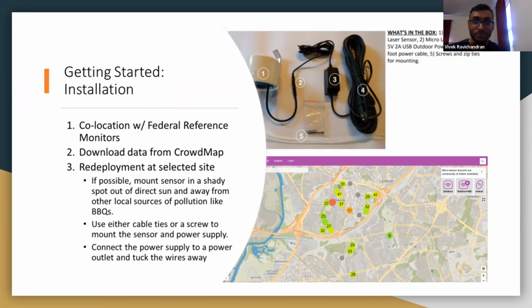And so on the right, this is actually a picture of the crowd map. So when you go onto the crowd map, you'll see all these circles. And then when you zoom in, you'll be able to actually find your specific monitor and you can look at the data from there.